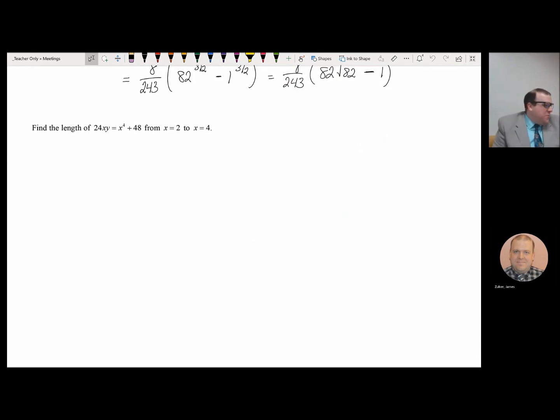Find the length of the curve 24xy equals x to the fourth plus 48 from x equals 2 to x equals 4. So here we go. An implicitly defined curve, which most curves will be implicitly defined. At least the more interesting ones will be.